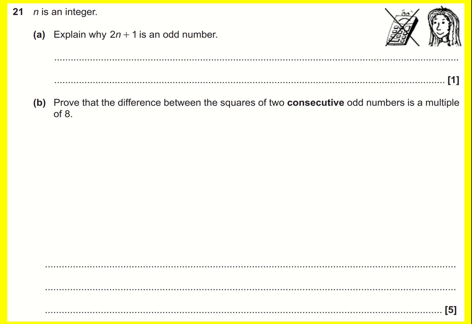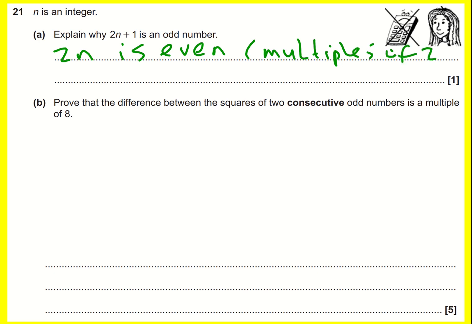Explain why 2n plus 1 is an odd number. Well, 2n is even, and how do we know that's an even number? Well, it's multiples of 2, and then adding 1 will make it odd.